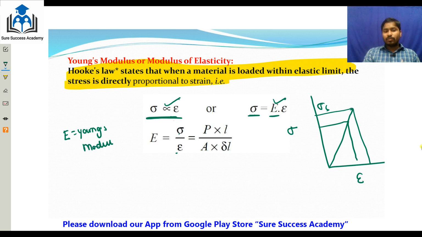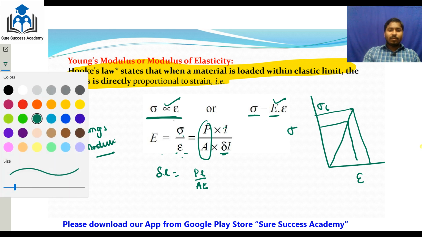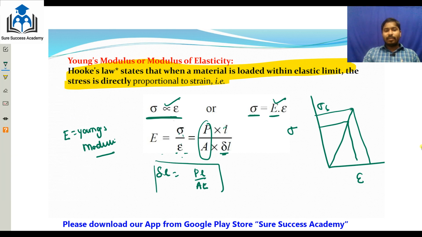This is called Young's modulus. E is equal to sigma by epsilon, where stress sigma is equal to P by A, and strain is equal to del L by L. So del L is equal to PL by AE. You can get PL by AE.